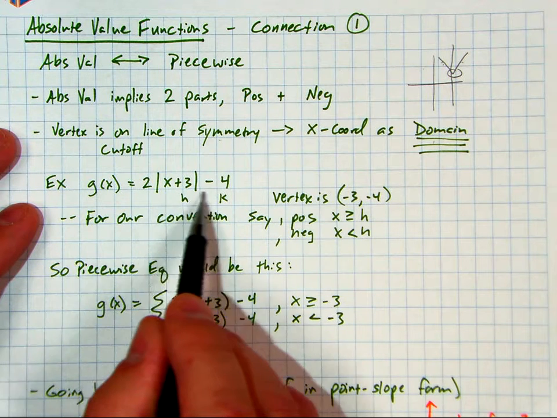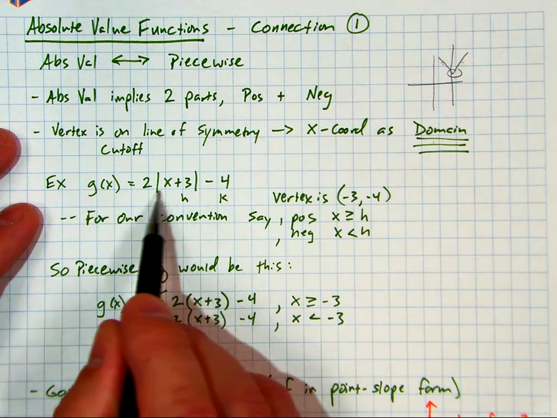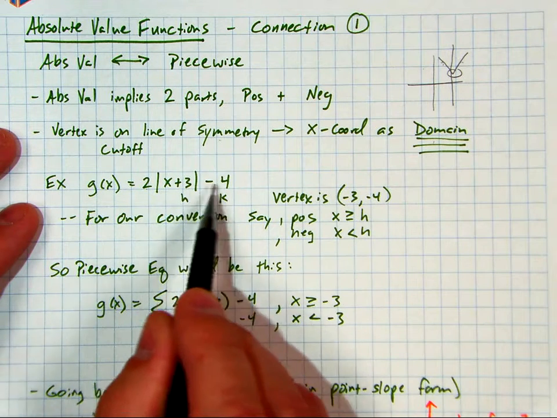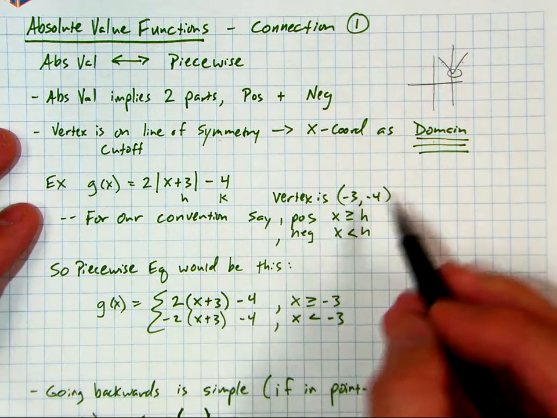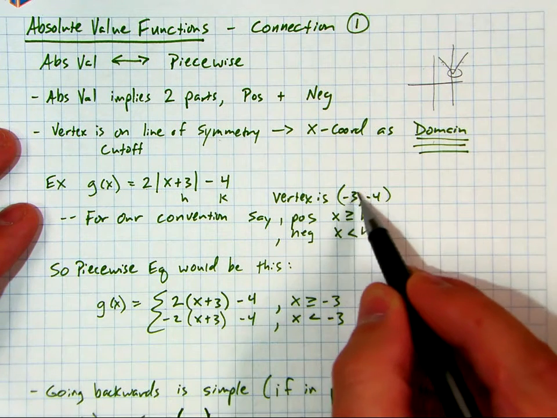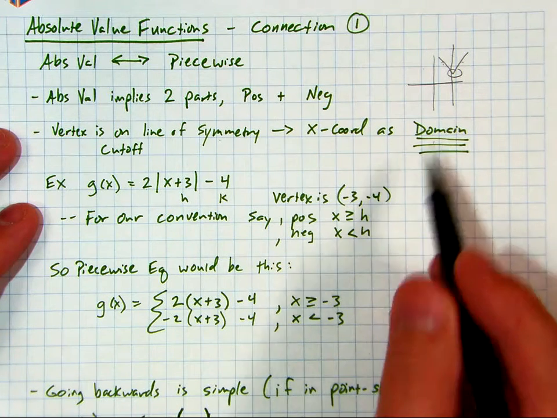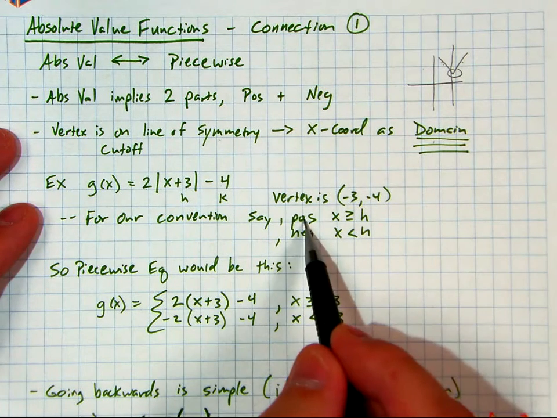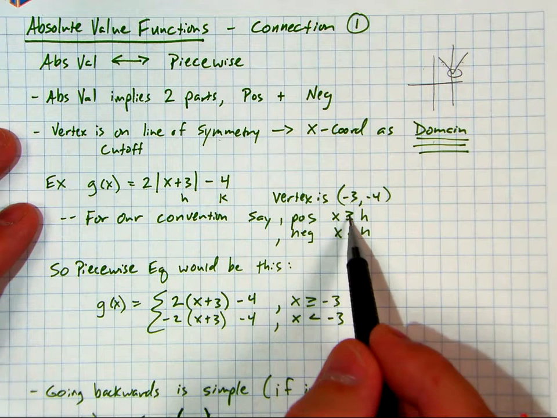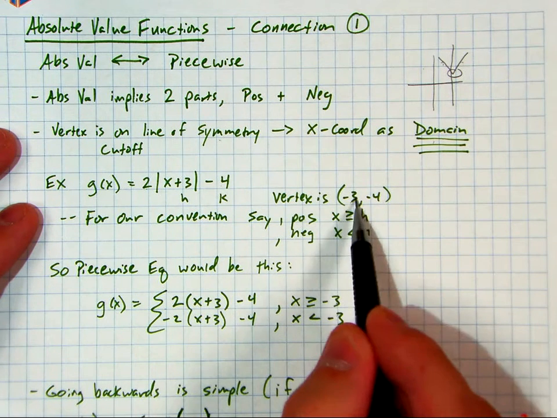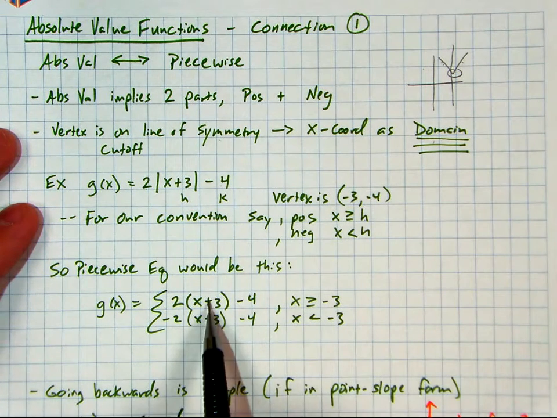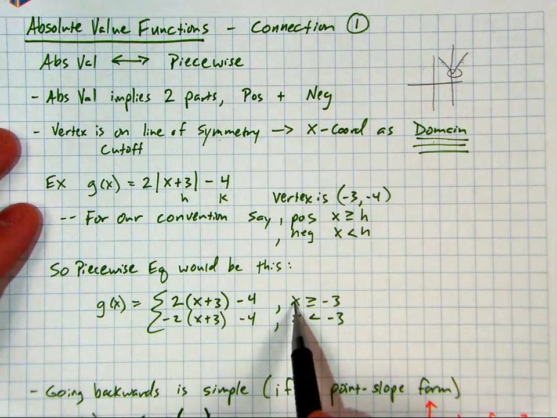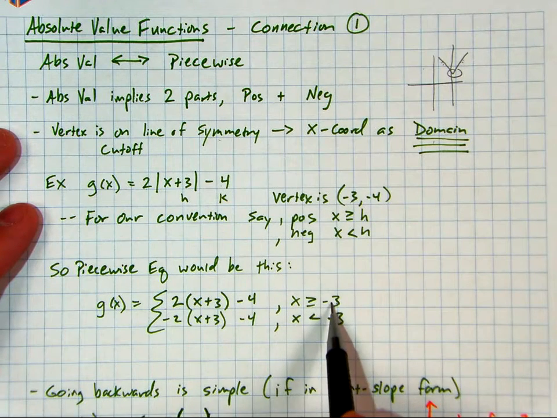For an example, they give us an absolute value equation. Remember, this looks just like point slope form, just like the general form of a parabola. It's A, H, and K. H and K is the vertex. The H number is what you use to cut off the domain in the piecewise equation. Just for convention, the positive is greater than or equal to H. So for my positive leg, the domain is x greater than or equal to that value.